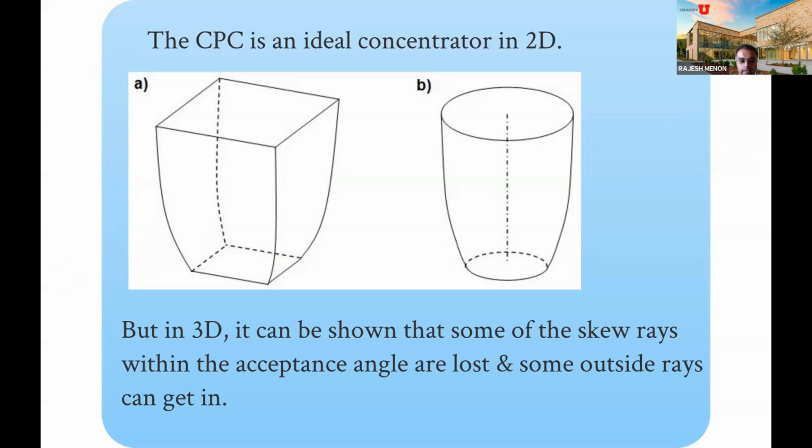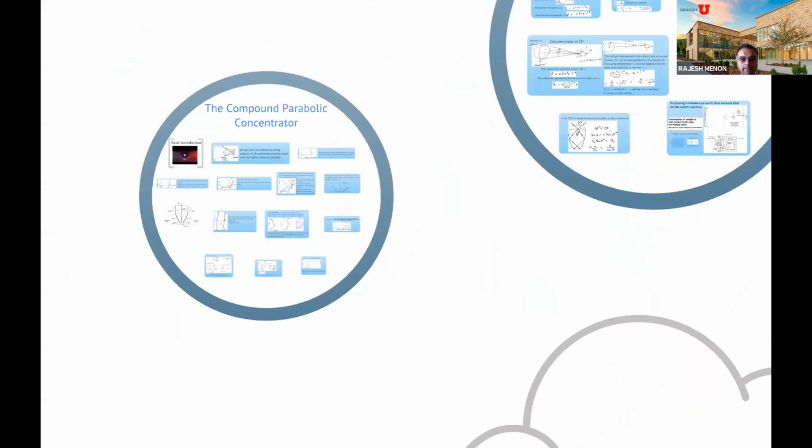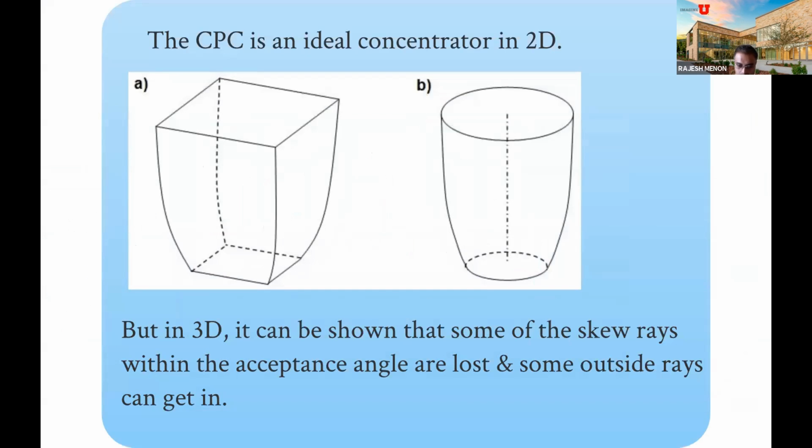Now, of course, in either case, it can be shown that some of the skew angles, which are angles that are not coming in a plane defined by the axis of the CPC, so outside this kind of definition of the plane, will actually escape. You can show this with some 3-dimensional ray tracing, which we won't get into for the purpose of this class.